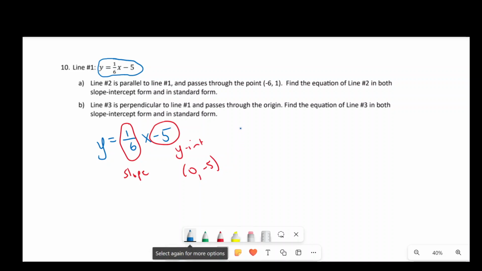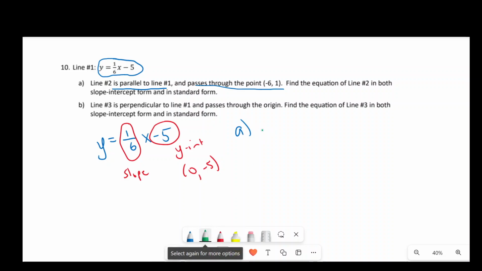So let's look at what we're asked to do in part A. Line number 2 is parallel to line number 1 and passes through the point (-6, 1). Find the equation of line number 2 in both slope-intercept form and standard form.